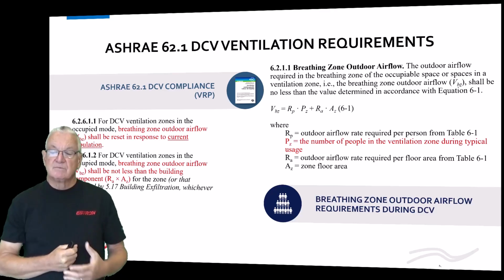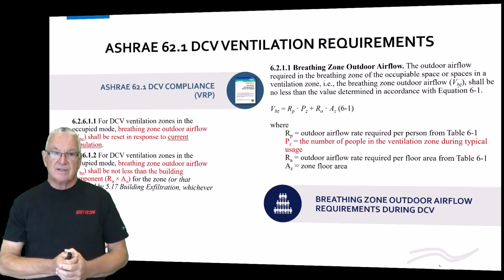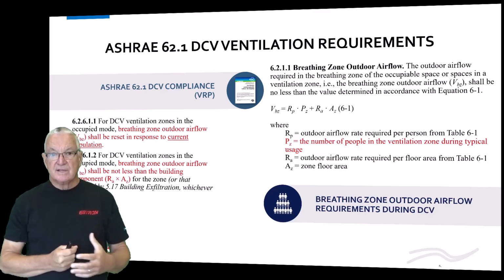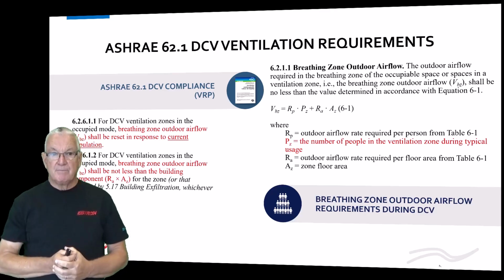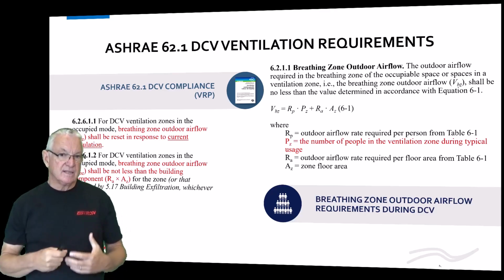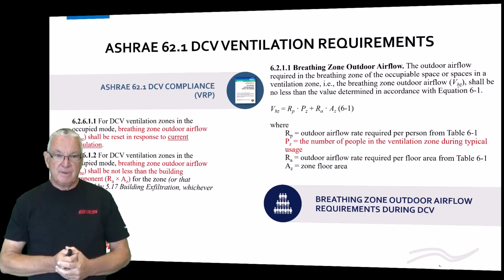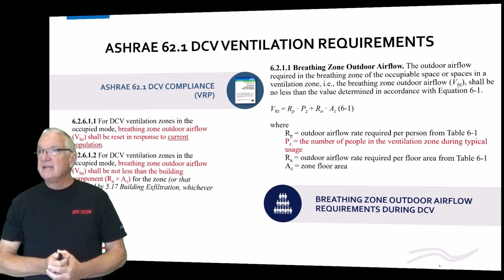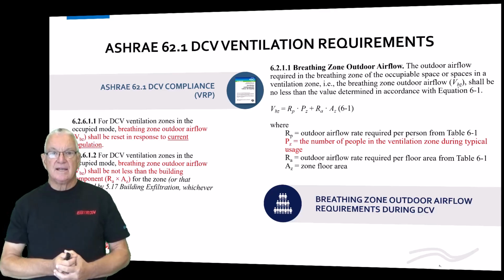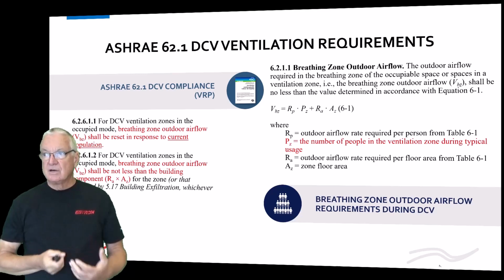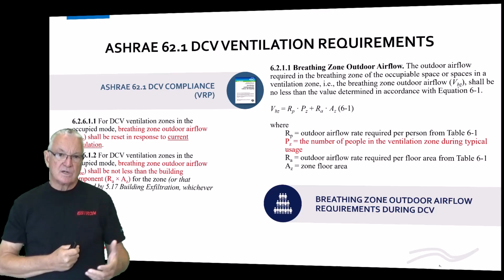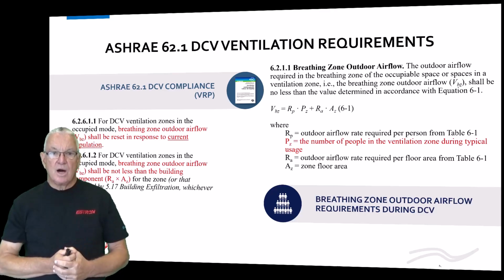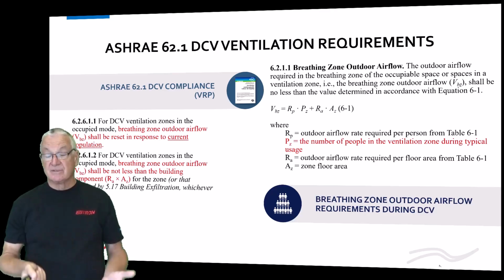There's also a minimum requirement. It says for DCV ventilation zones in the occupied mode, breathing zone outdoor airflow shall not be less than the building component. So it's basically a tabled value based on the floor area. It should also clarify the requirement for pressurization. You can interpret it by looking at Section 5, but really it should say the floor component or that required for pressurization, whichever is greater.